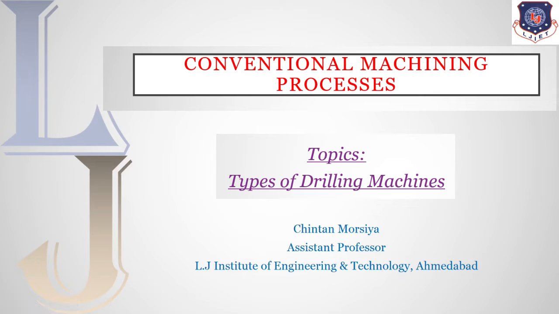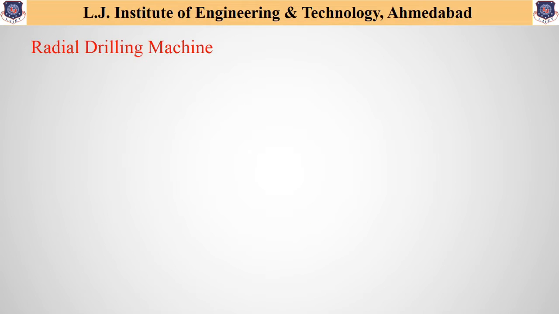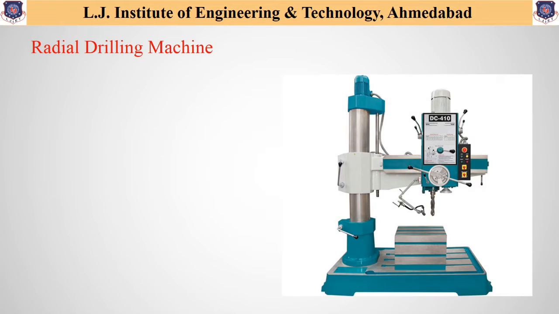Hello students, continuing our discussion on different types of drilling machine. In our previous lecture, we have discussed about portable drilling machine, sensitive drilling machine, upright drilling machine and automatic drilling machine. Now continuing to next and most important machine, that is the radial drilling machine. So let us have a look at simple radial drilling machine and the different parts available on it.